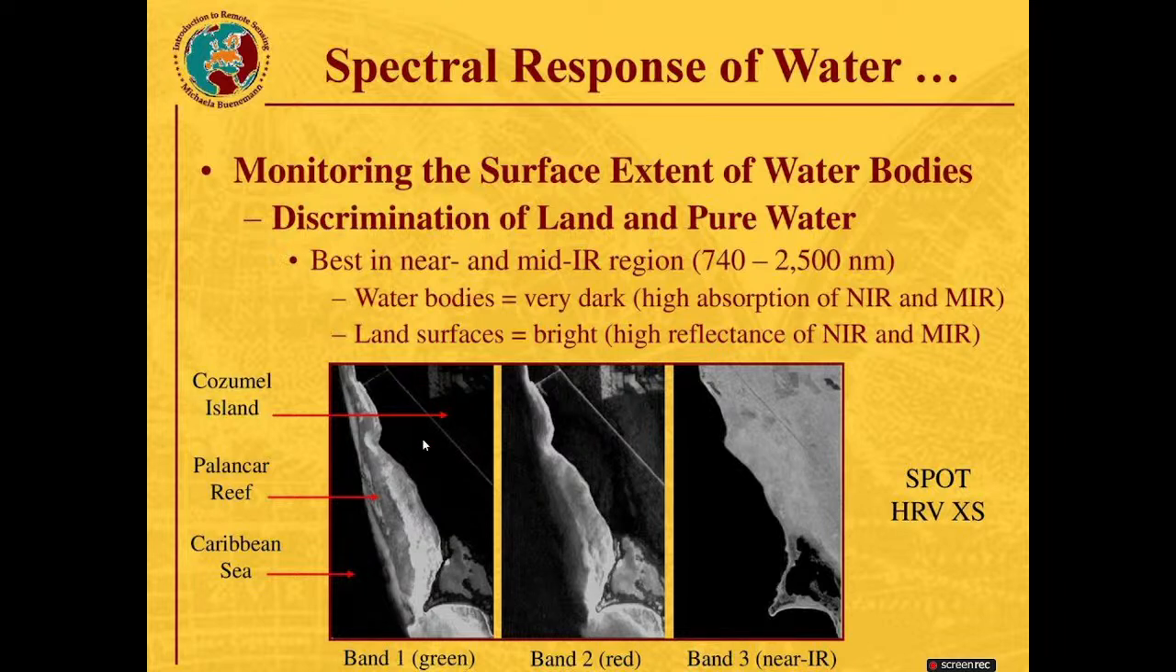And the land surface shows bright because of the high reflectance of near and mid infrared. So when you look at satellite images, we get the black color, which means high absorption of near infrared and mid infrared, so the water looks black. The land surface looks bright because of the high reflectance of near infrared and mid infrared, and that is how it identifies the land surface. For water bodies we get dark because of the high absorption of near infrared and mid infrared.